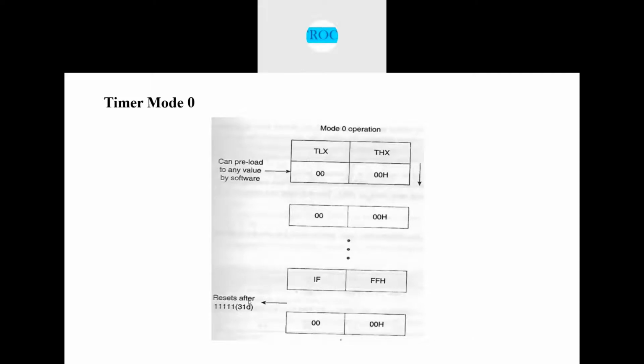After that, it will be reset to 0000H. When it is reset, it will set an overflow flag, TF0 or TF1, to 1, depending on whether it is timer 0 or timer 1. This is about timer mode 0.